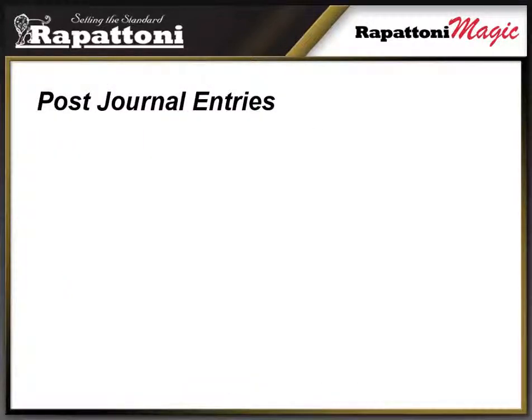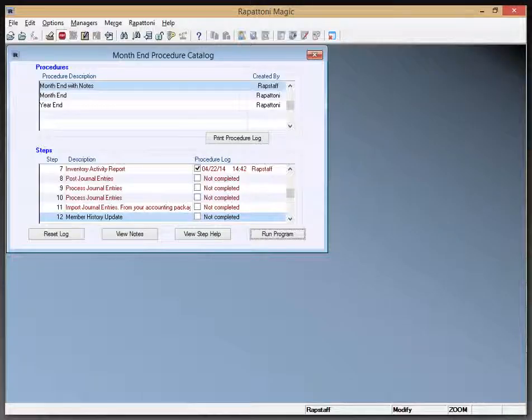Now let's jump into the main course of our content, and that's going to be the post-journal entries. Let's jump into Magic. So we're already in the month-end procedure catalog here, which was Alt-N, A, O, M. That's how we got here. And as you can see up at the top, we've already covered the inventory activity report and any steps prior to this step here. So let's jump into the post-journal entries. That's where we left off.